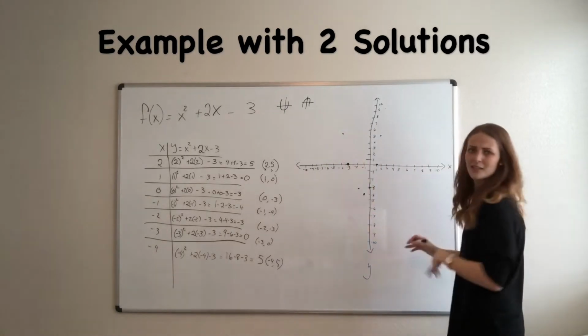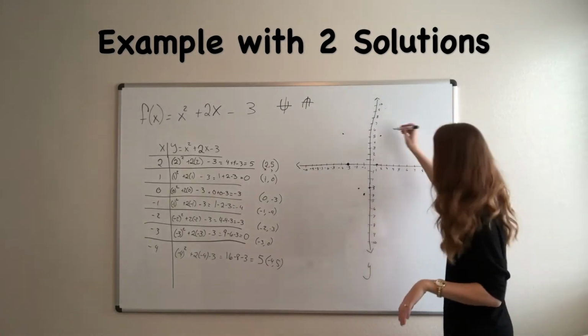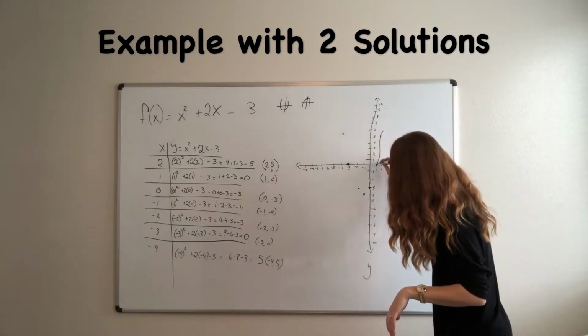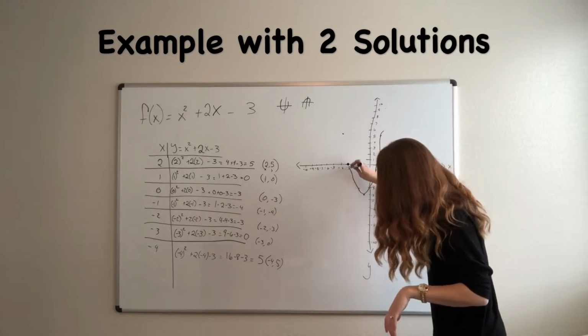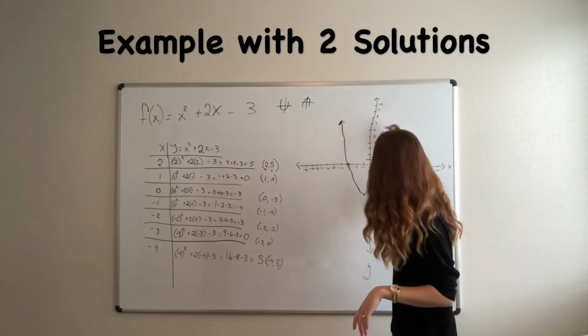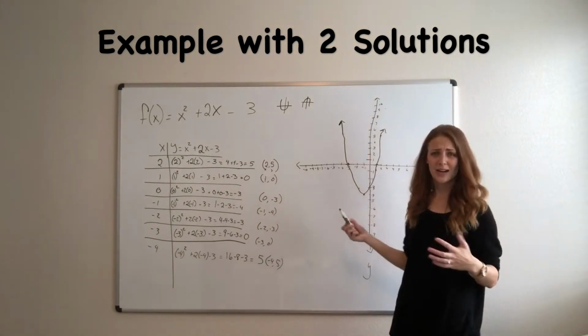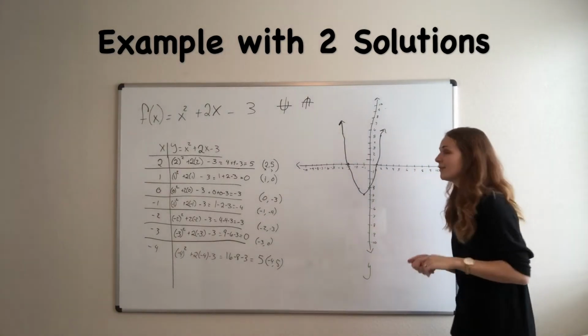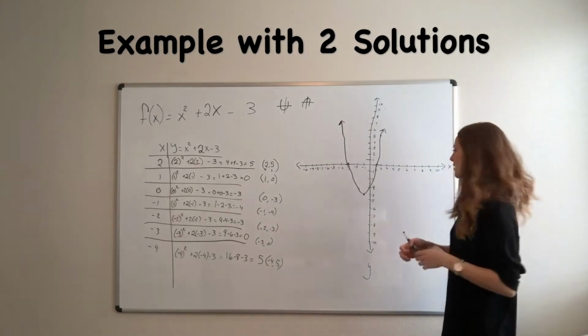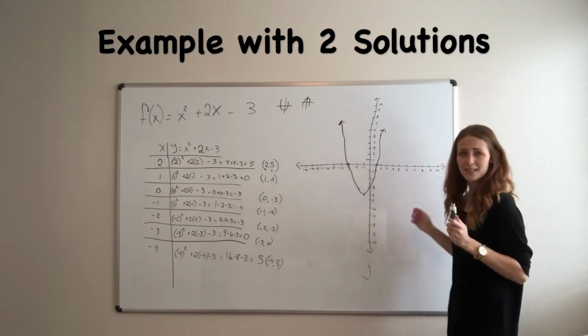Okay, so I know this is a rough estimate, but you can at least see if we connect all of these dots, we see that it made a U, right? So we know it made a parabola, so we know we're on the right track. Keep in mind we're looking for the solution. So in other words, we're just looking for where it crosses here at the x-axis.